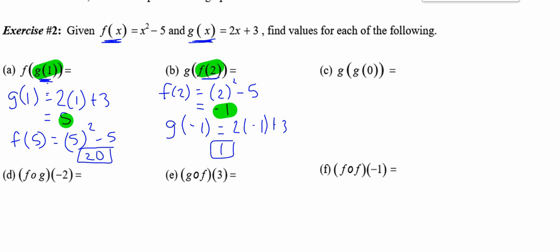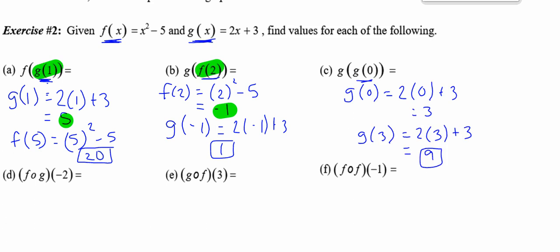So I want you to go ahead and try C on your own, and then we'll pause it and see what you get. So this was a little different. We had to take g of 0, plug that into the function g of x, and then we got out the value of 3. Then I took 3 and plugged it into my g of x function again. Notice how the outside is still g. And when I plugged in 3 again to my g of x function, I get out the value of 9.